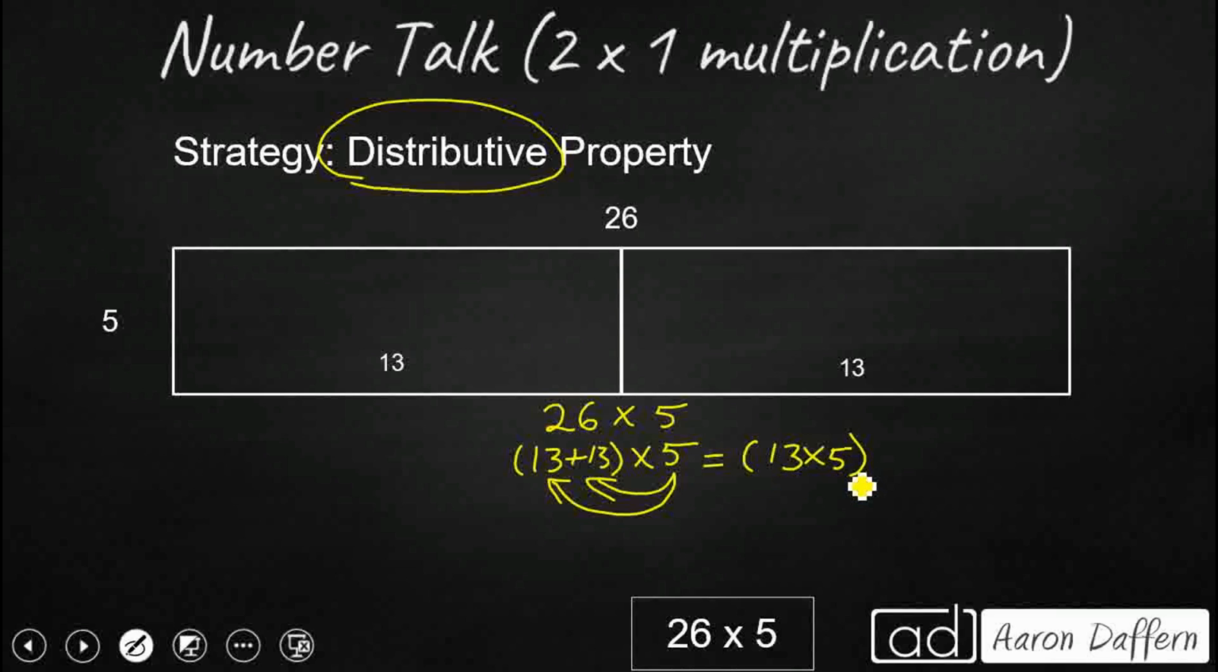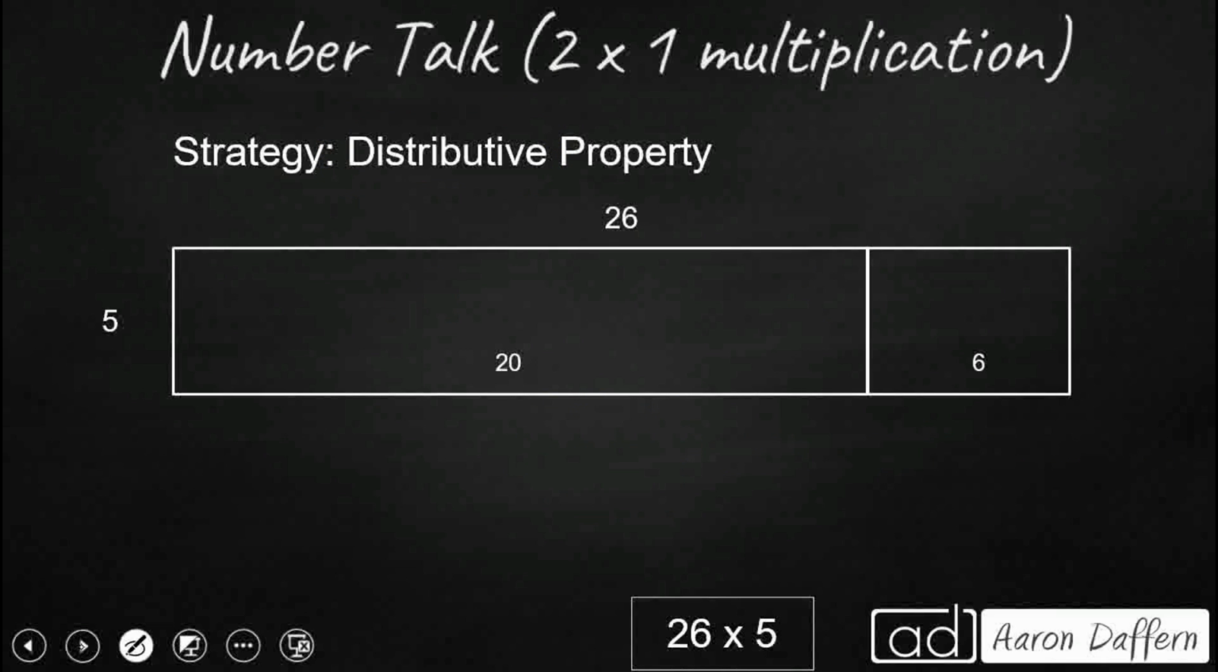That's pretty easy. That's 65. Because 12 times 5 is 60, so one more 5 gets us 65. And then we add the other 13 times 5, which is also 65. Add those two together, and you hopefully got the answer of 130.